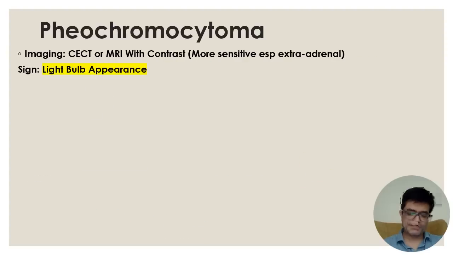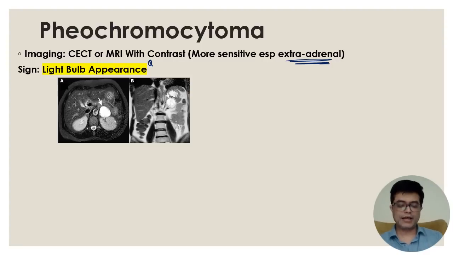So when you do abdominal imaging, you will do either CT or MRI. MRI is more sensitive, especially if it is an extra-adrenal spread that you are suspecting. The sign that you find in these patients, putting a Q on top of it, is the light bulb appearance. Light bulb appearance will appear something like this. The arrow is showing you a typical pheochromocytoma in the adrenal medulla, where it will appear as a bright rounded object similar to a bulb. We call it a light bulb appearance.